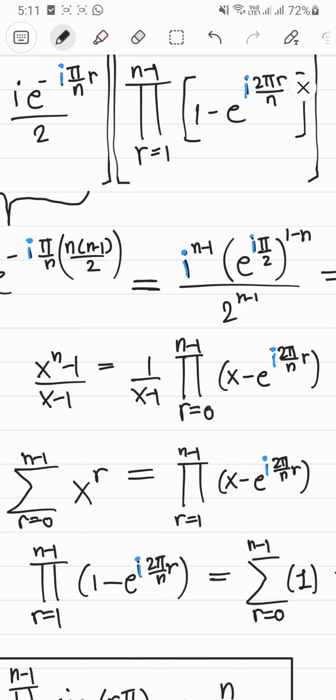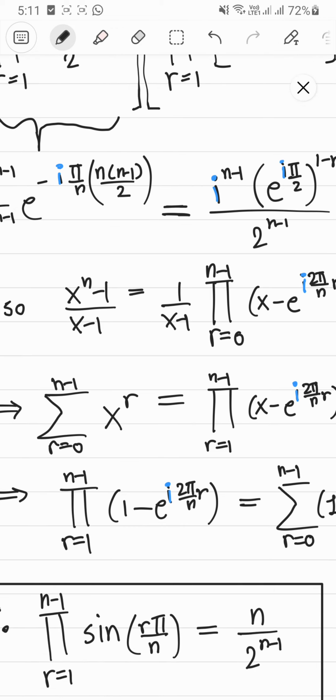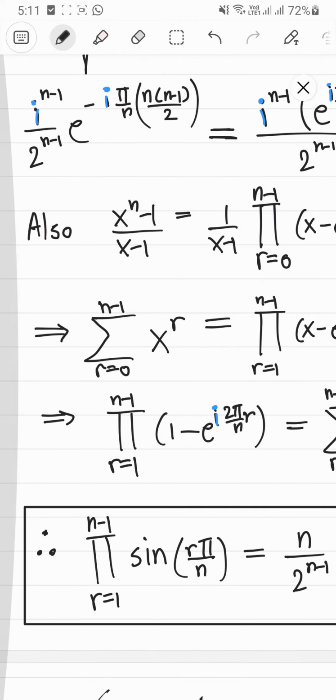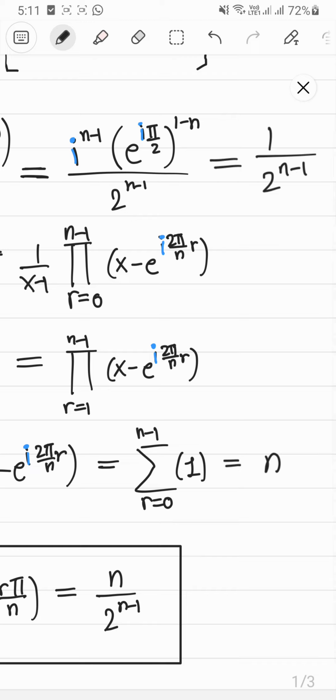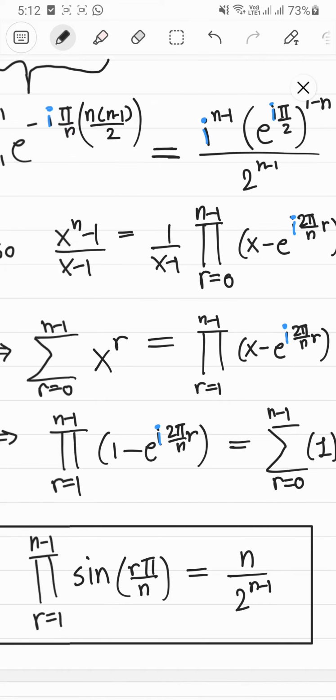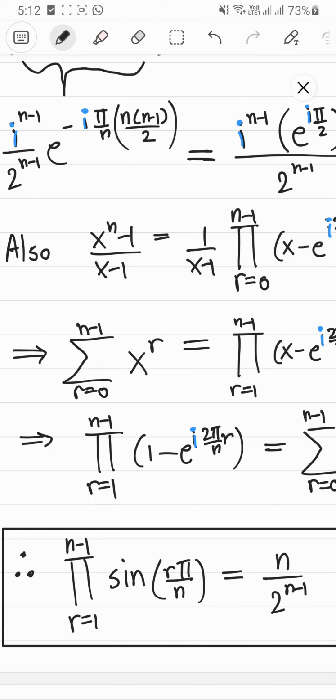So basically we just get another identity, and x to the power n minus 1 upon x minus 1, using the GP formula, we can write this thing as 1 plus x plus x squared till x to the power n minus 1, right? And that's this summation, and that's equal to the product from r equal to 1 till n minus 1, because r equal to 0 was x minus 1, and that was gone, right? So now it's just x minus e to the power i 2 pi upon n r, in the product from 1 to n minus 1.